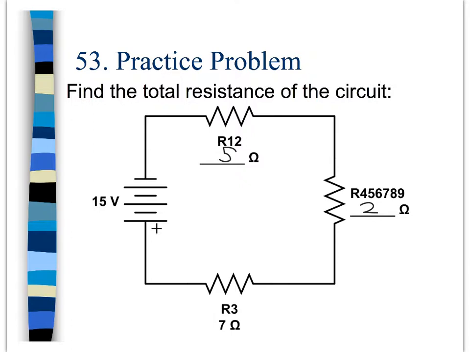And now it's just a simple series circuit. And so I can just add up that series, 5 plus 7 plus 2, and I get a total resistance here of 14 ohms.